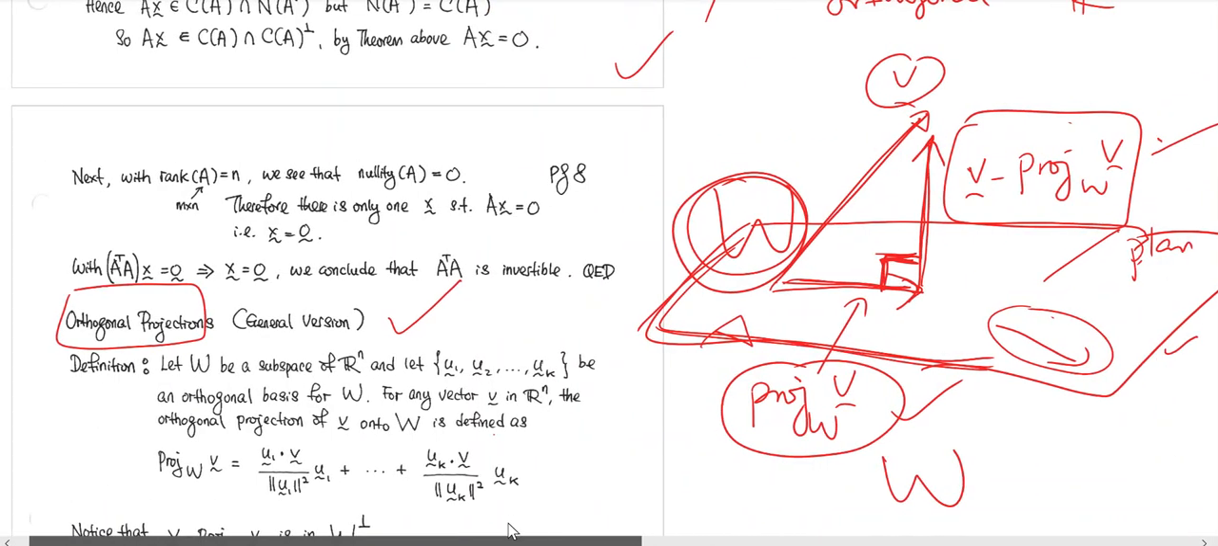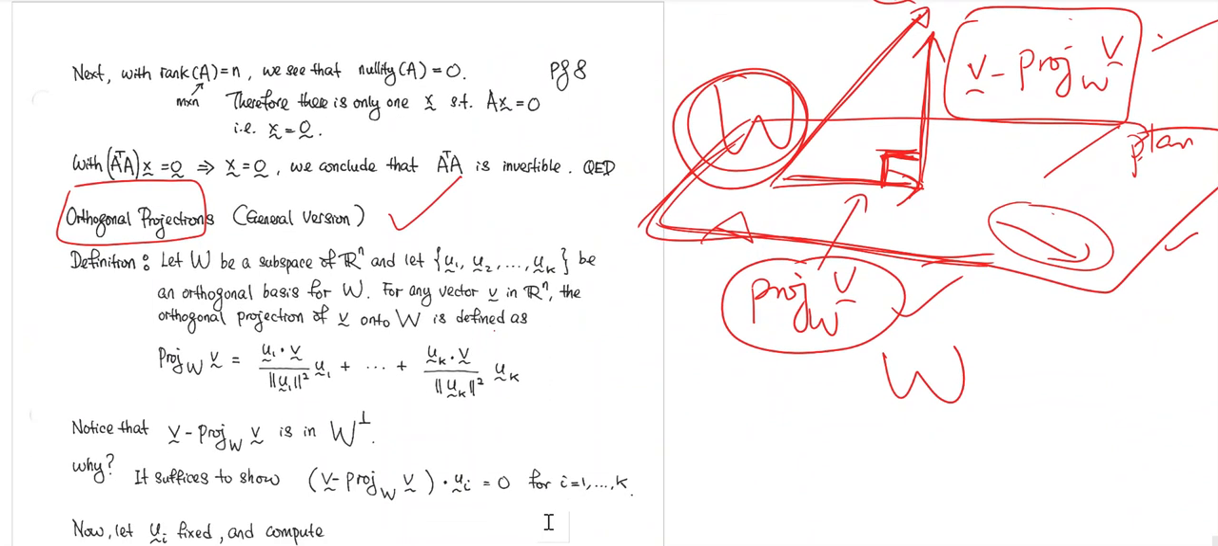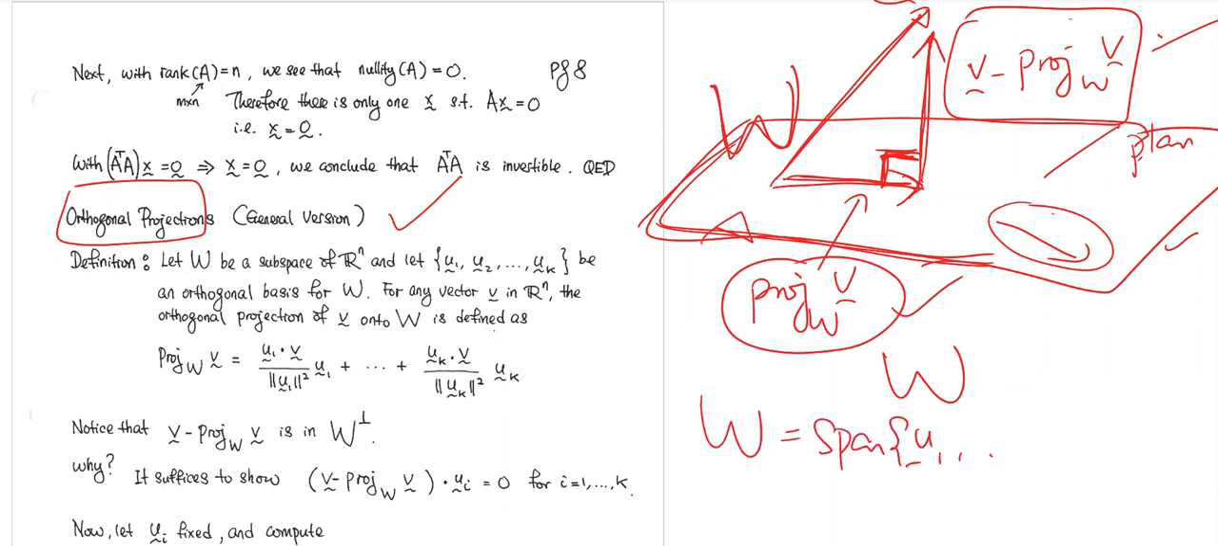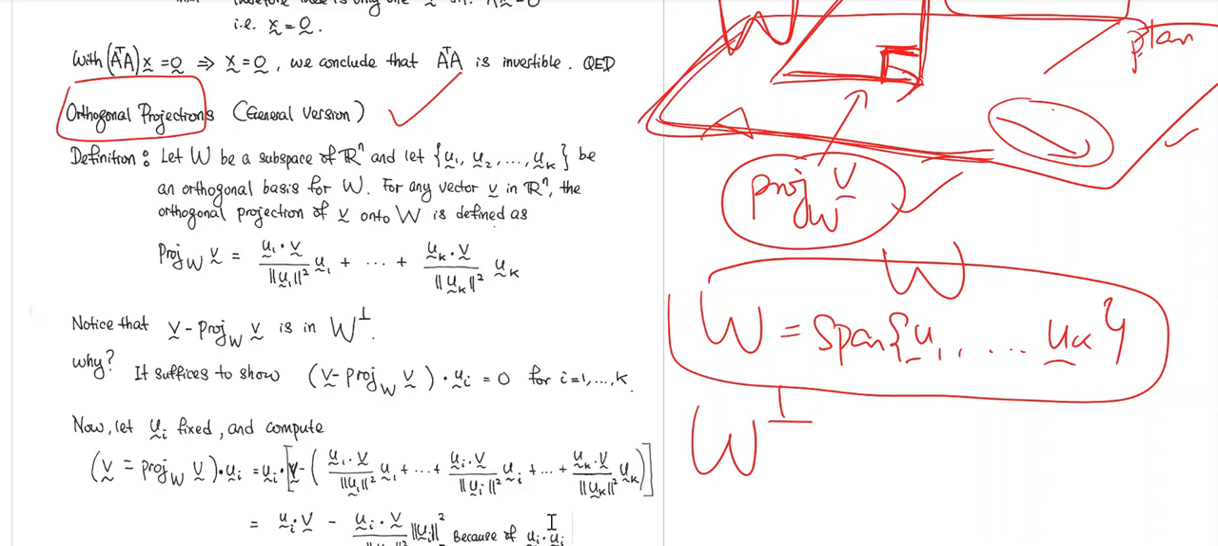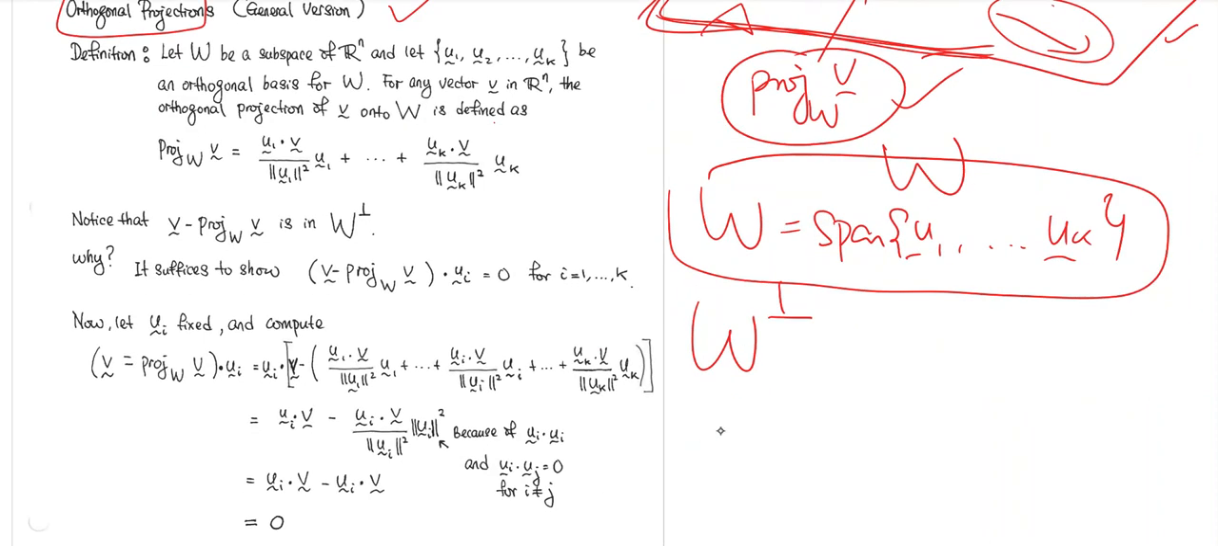And it is actually easy to show because our vector space W is spanned by all these orthogonal vectors, U1 all the way to UK. If you remember in the previous video, if you wanted to show something is in W perp and your W is a span of all these vectors, the only thing you need to show is that that particular element has a dot product with U1, and dot product with U2, all the way to dot product with UK, and all of them are 0.